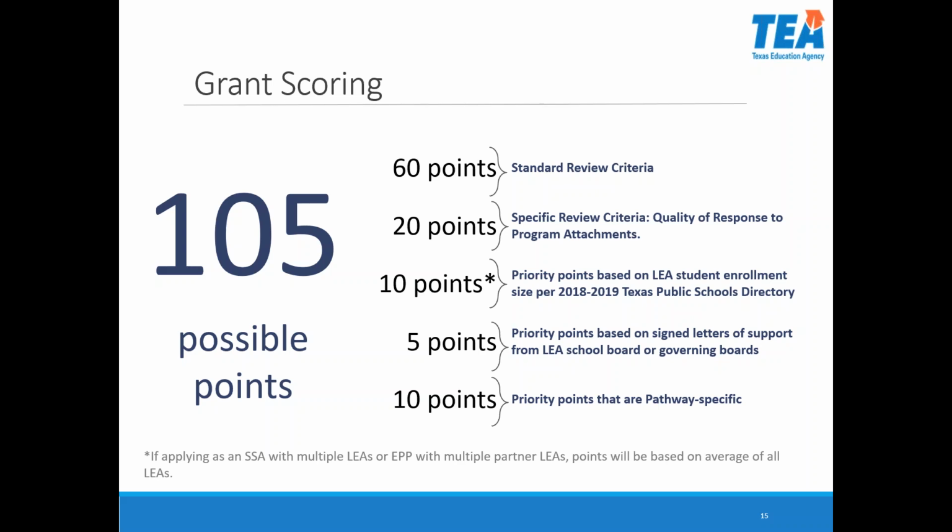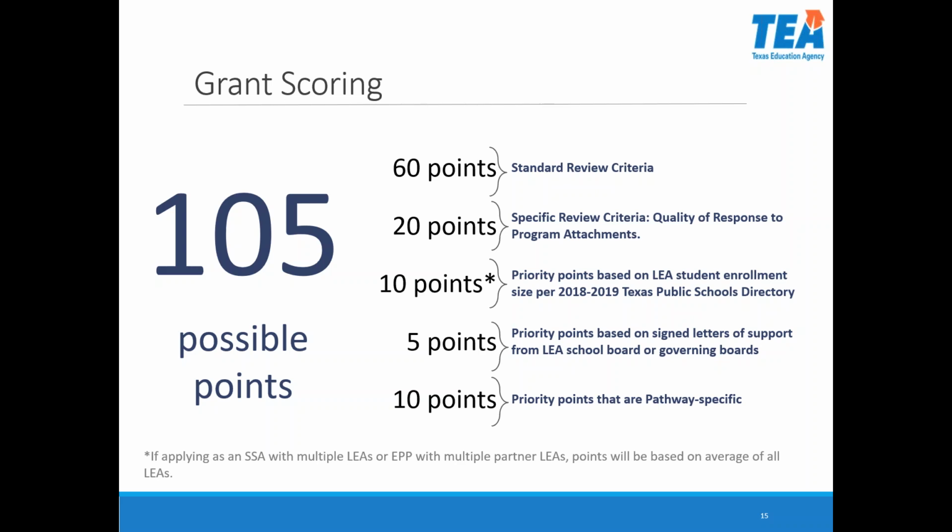For EPP applicants of Pathway 3, up to 10 points may be awarded for partner LEAs that agree to implement education and training programs following the guidelines of Pathway 1. Make sure that the MOU between the EPP and partner LEA clearly delineates this additional commitment of incorporating education and training programs on all high school campuses.